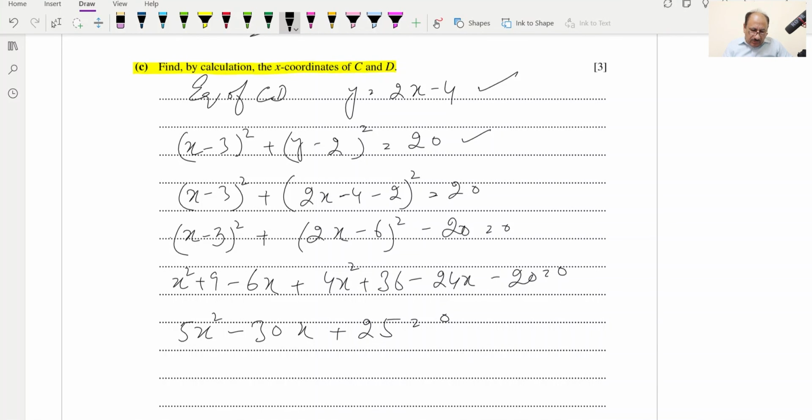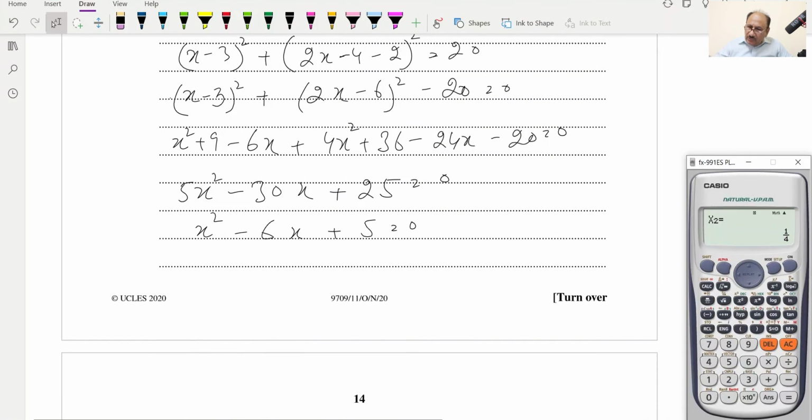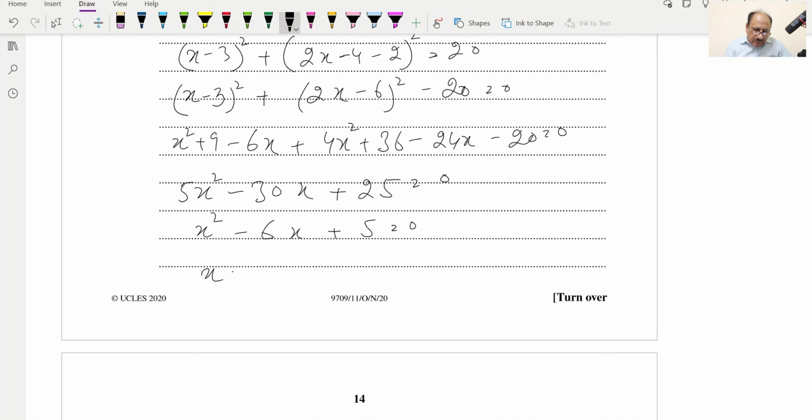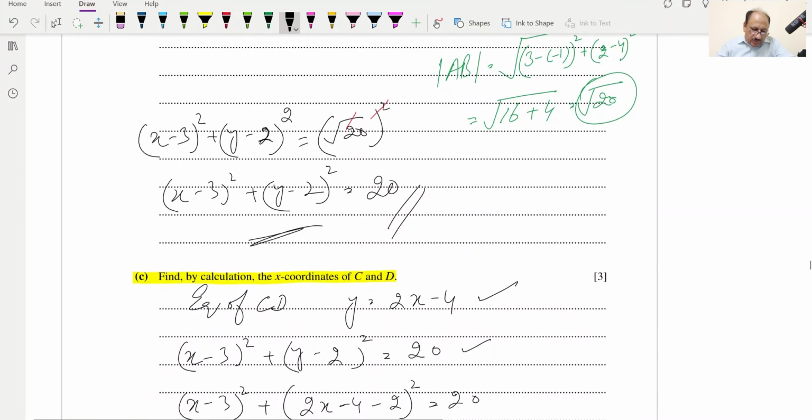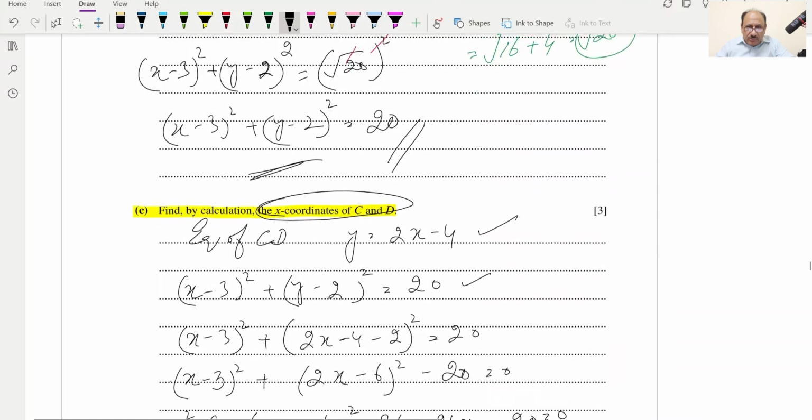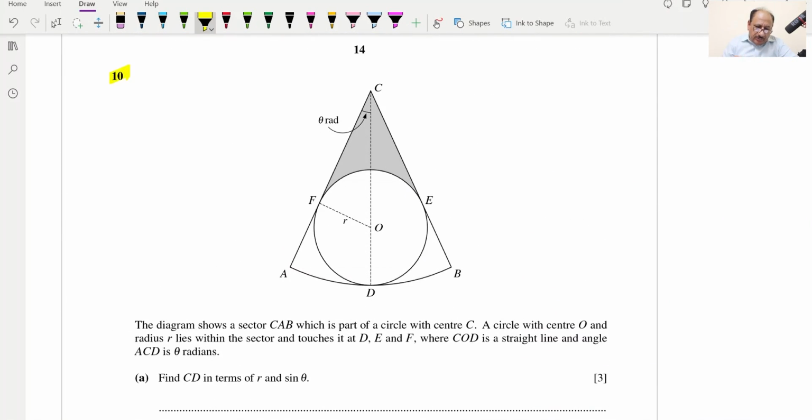So by dividing everything by 5, we'll get x squared minus 6x plus 5 is equal to 0, and we can solve this quadratic equation. So the coefficients of x squared, x and the constant we will be replacing, so 1 and minus 6, and the constant is 5, so this will be giving us 5 and 1. So we can write x is equal to 5 and x is equal to 1, and they are asking for x coordinates. So x coordinates of C and D we have written. Hopefully you understood this. Question number 10, diagram is provided.